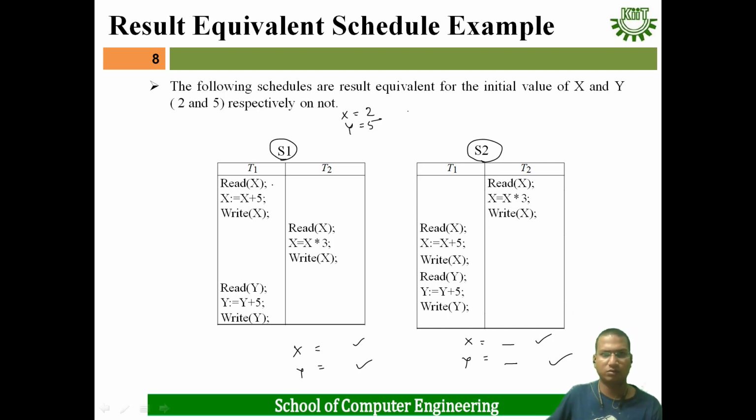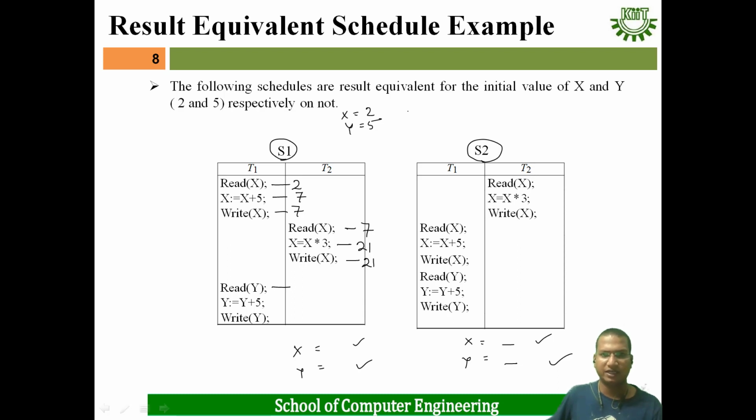Suppose x is equal to 2, now here it will read 2, then x is equal to x plus 5, that means 2 plus 5 is equal to 7. Then write x, that means x value 7 will be written in your buffer. Then read x, that means 7 will be read by transaction T2 because it is in the buffer. Then x is equal to x into 3, that means x value will be 21. Then write x, that means 21 will be written to the buffer.